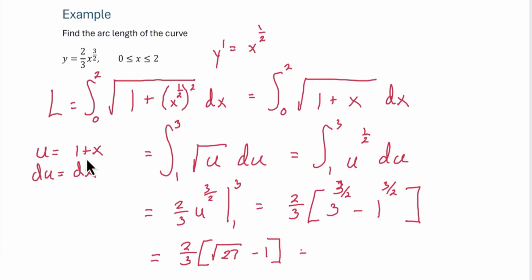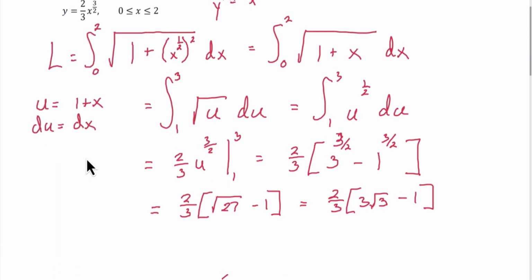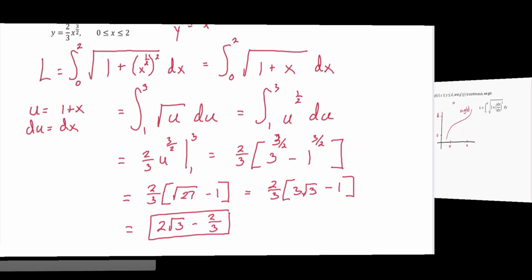We can simplify the square root of 27. That is 9 times 3. That will make that 3 square root 3. And then minus 1. Distributing the 2/3, we get 2 root 3 minus 2/3. This is the length of that arc from 0 to 2.